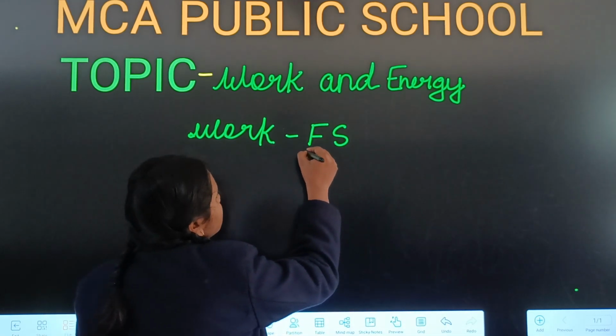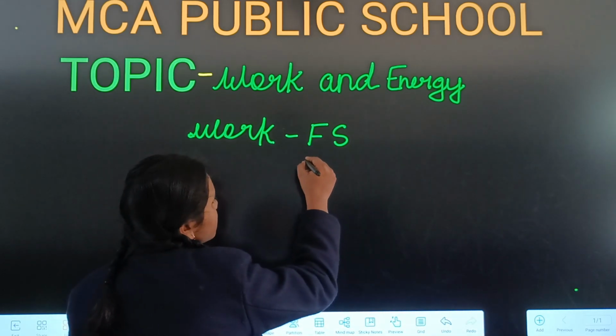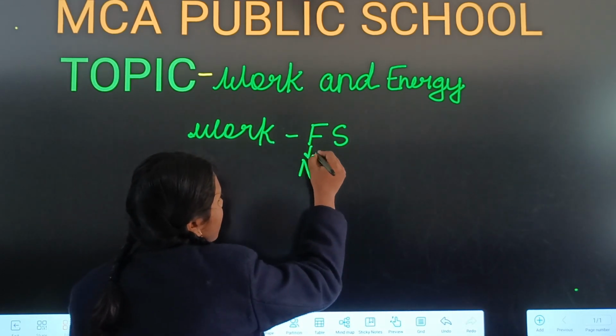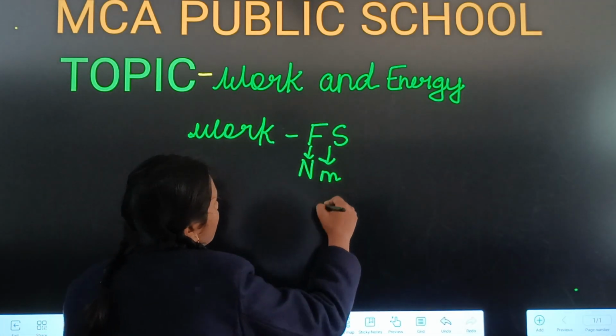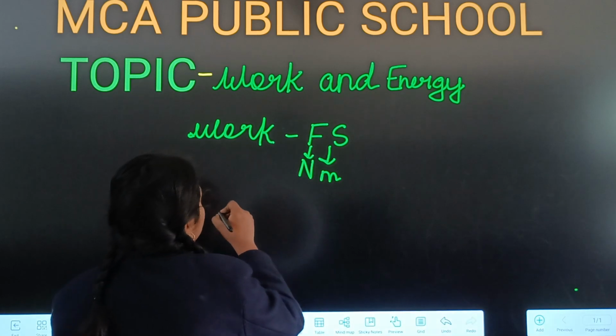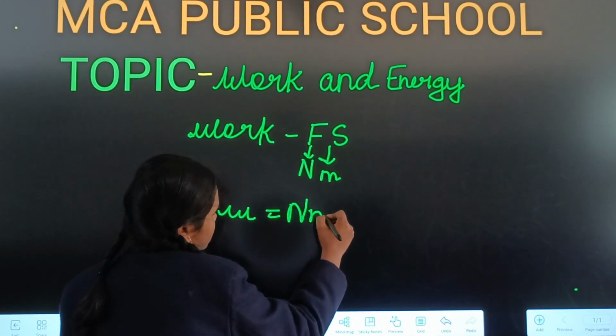As we know, the SI unit of force is Newton and the SI unit of displacement is meter. So we can say that the unit of work is Newton meter.